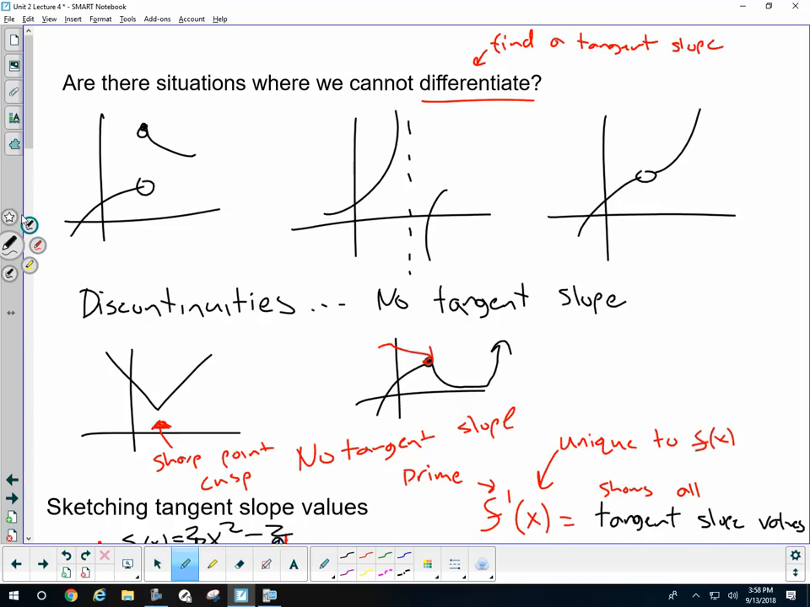Another situation, depending on the book and who you talk to, if you have a vertical tangent slope like this, some people will say that we don't have a tangent slope because the tangent slope is undefined. But if you're going through some book problems and you're like, why are they including that? Oh, it's because it's a vertical tangent, and vertical tangents have undefined slopes. Does that make sense? All right. Good job.